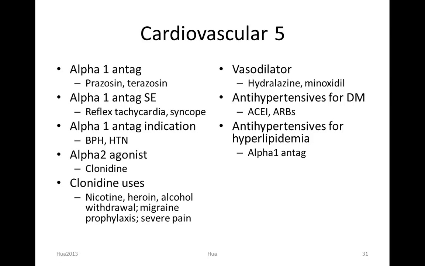So if a diabetes patient has hypertension, then you want to start with an ACE inhibitor, or alternatively an angiotensin receptor blocker. Somebody with hypertension and high cholesterol, hyperlipidemia, then you want to start with an alpha 1 antagonist. So that would be prazosin, the osin type of drug.